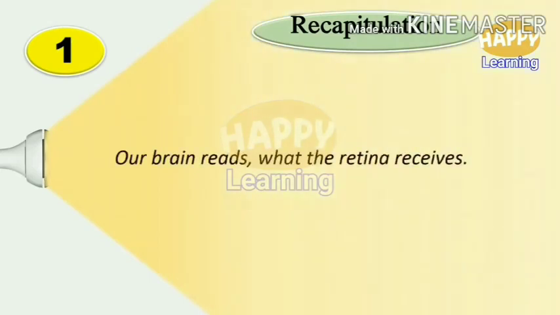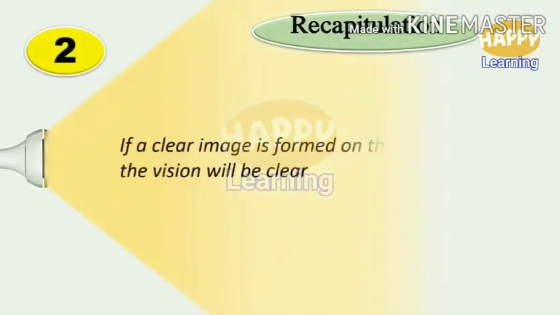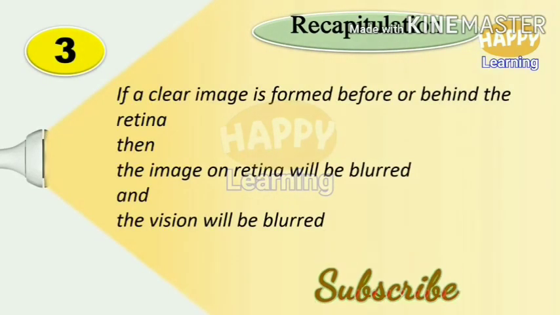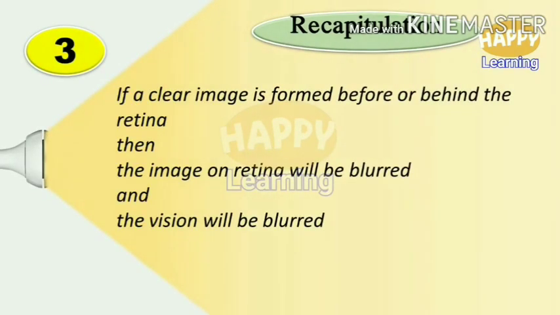Recapitulation. Point 1. Our brain reads what the retina receives. Point 2. If a clear image is formed on the retina, then the vision will be clear. Point 3. If an image is formed before or behind the retina, then the image on the retina will be blurred and the vision will be blurred.